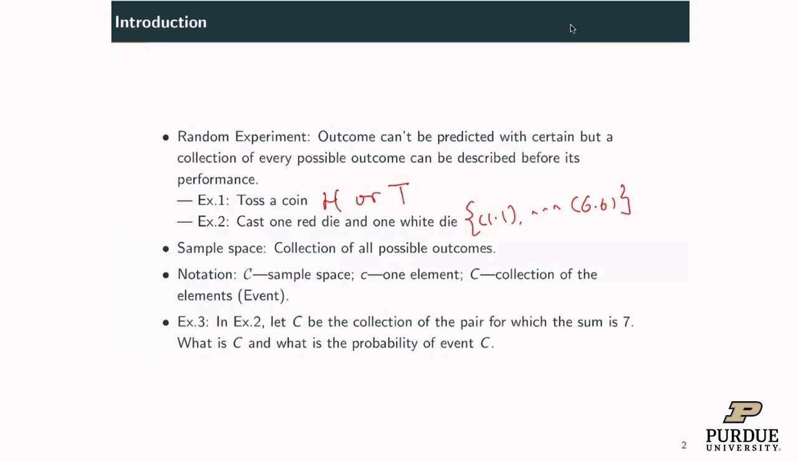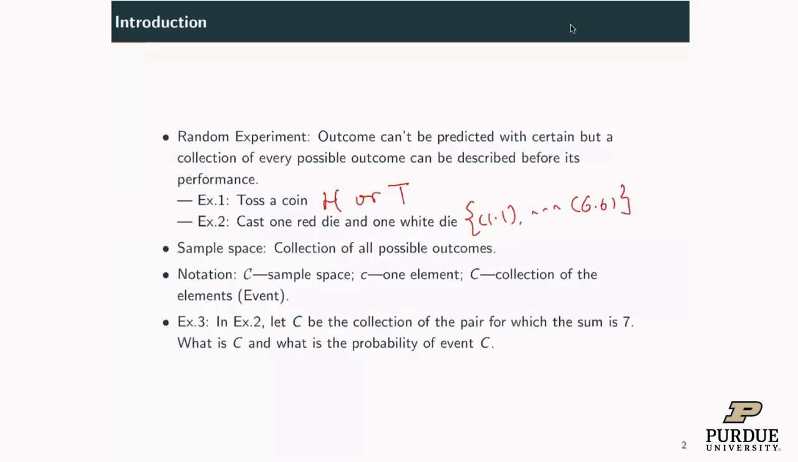Now let me introduce some notation. I'm going to use this big C to represent the sample space. This little c is one element inside the sample space. Now this big C is a collection of the elements. So that's called an event.